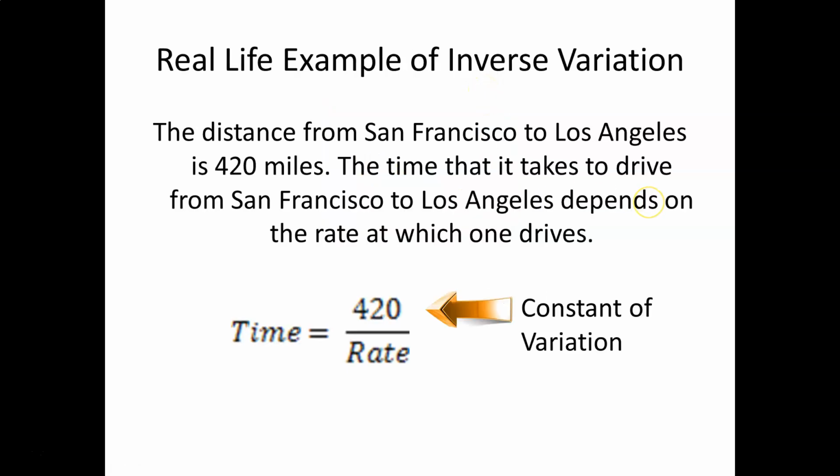So in real life, the distance from San Francisco to LA is 420 miles. The time that it takes to drive from San Francisco to Los Angeles depends on the rate at which one drives, right? So time equals 420 divided by rate. 420 would be the constant of variation.